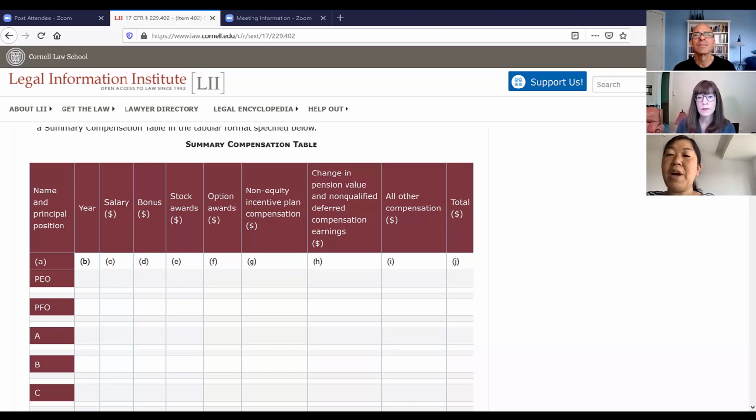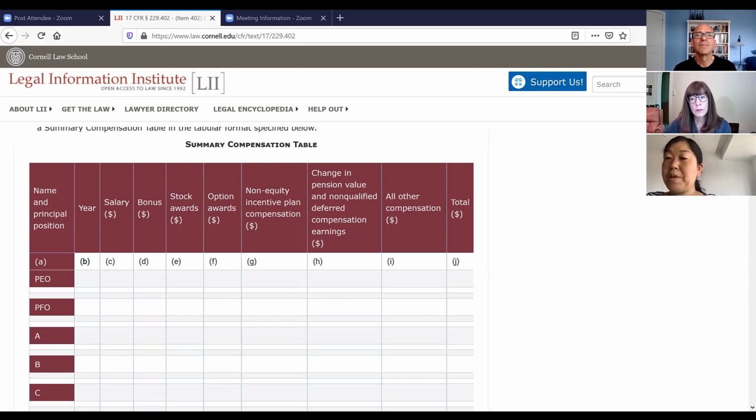So we already covered non-equity incentive plan compensation. Moving to the 8th column, which is the change in pension value and non-deferred compensation earnings column, a couple things to note at the outset. One, this column actually looks different for EGCs. For EGCs, they're only talking about what you report as the non-qualified deferred comp earnings, not the change in pension value. So the change in pension value just gets ignored altogether.